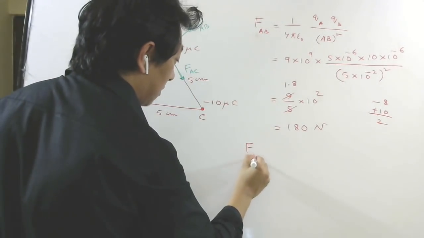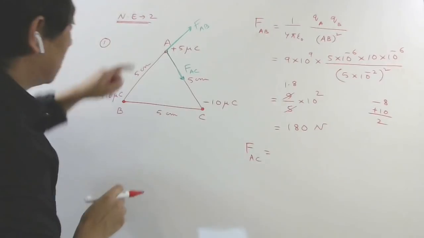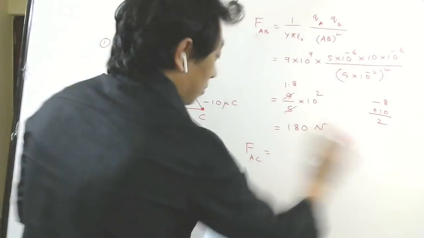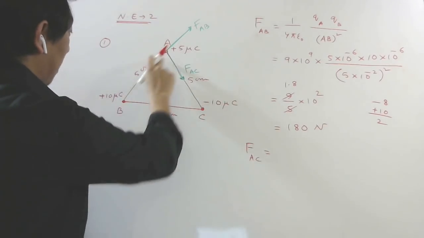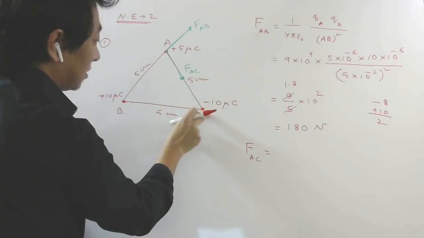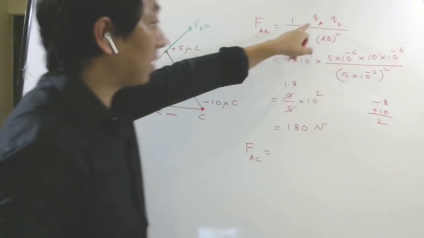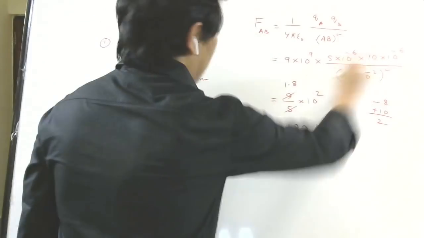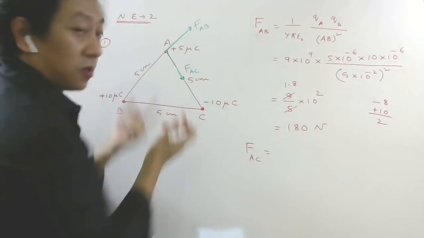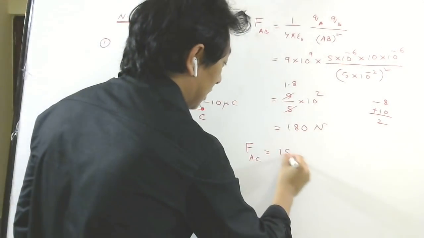Similarly, what will be the force now I want? Force on A by C. See, if you write the formula, no problem. But you know that this charge and this charge magnitude is same as this charge and this charge magnitude, because we have to write here magnitude only, right? Modulus. So this will be also 10 only. And distance here was 5. Distance here is also 5. So the answer will be exactly the same.